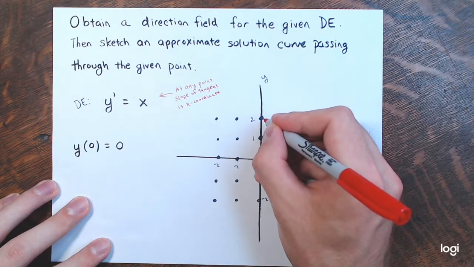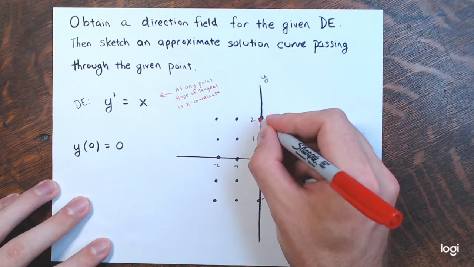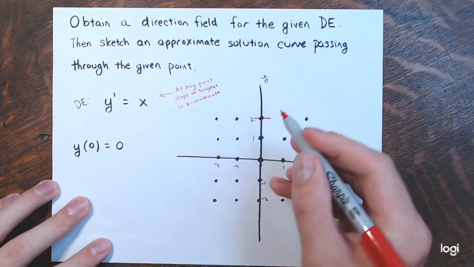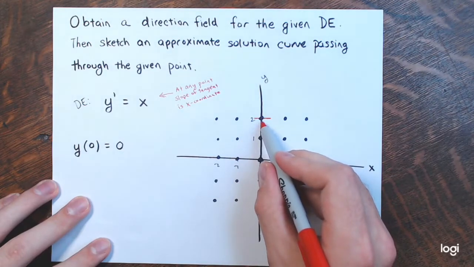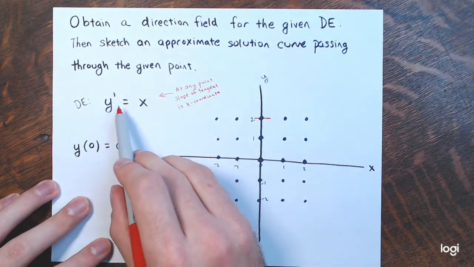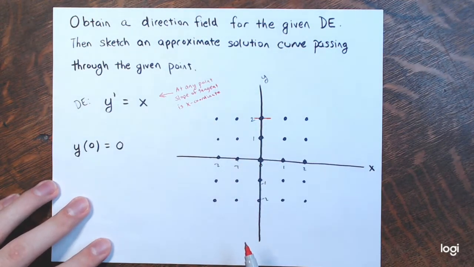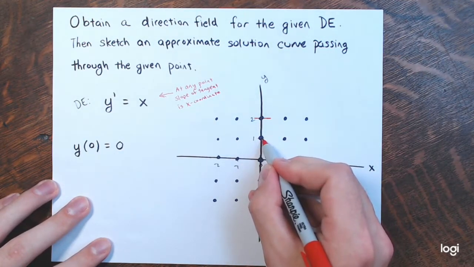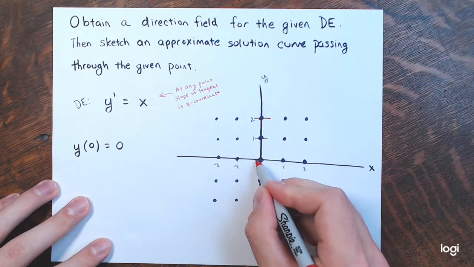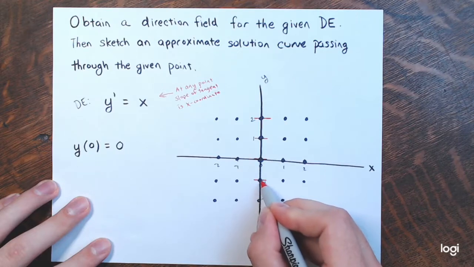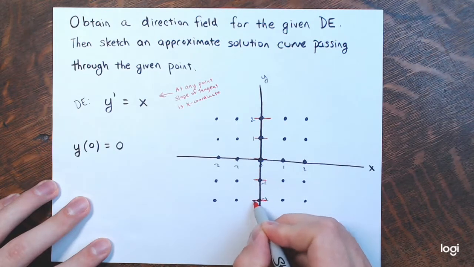So I'm going to put in these things called lineal elements, little bits of lines, indicating that I've got a horizontal line here. If any solution to this differential equation passes through that point, it's got to have a horizontal tangent line. And same thing for any of these points. So I'm putting little tiny horizontal segments, with a slope of 0, on these points.